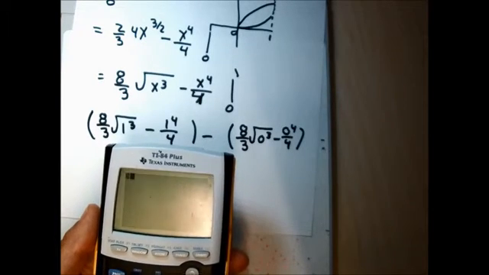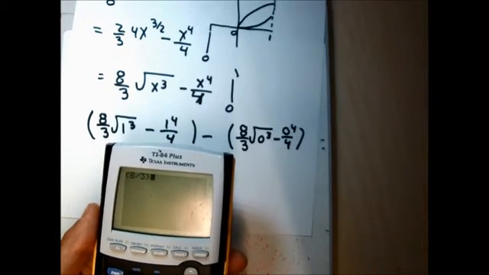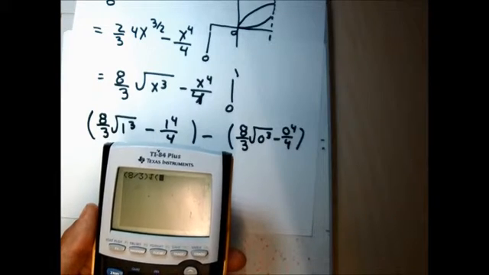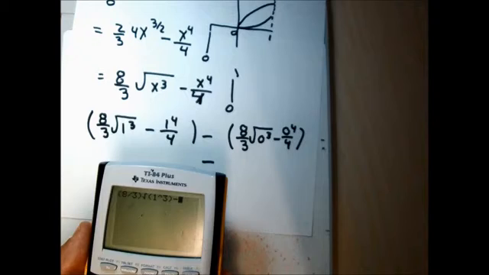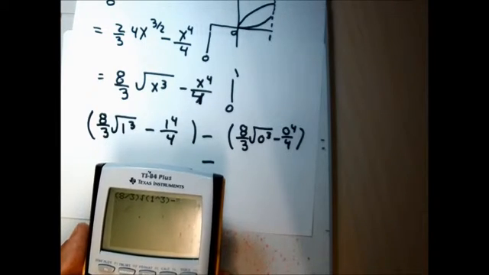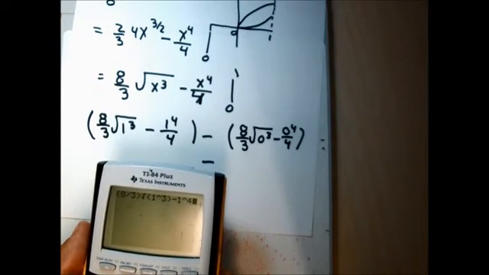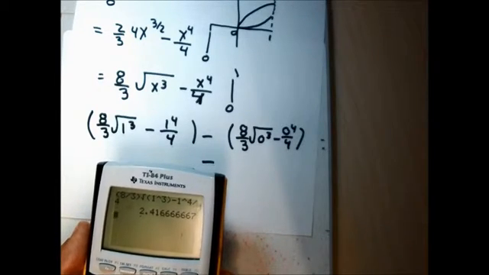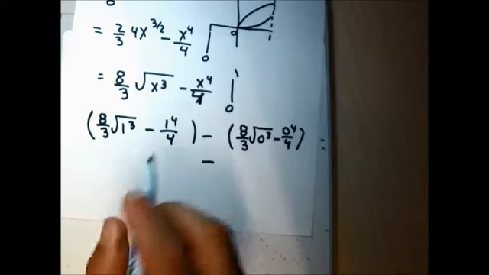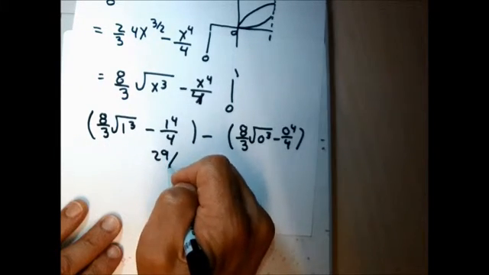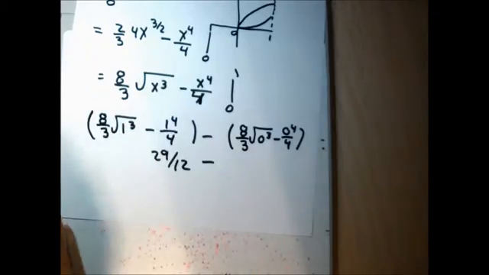First parentheses is 8 divided by 3 times second square root of 1 up arrow 3 minus 1 up arrow 4 divided by 4. And I get 2.41. Math, enter, enter. I get 29 over 12. Second one, I think it's a 0.